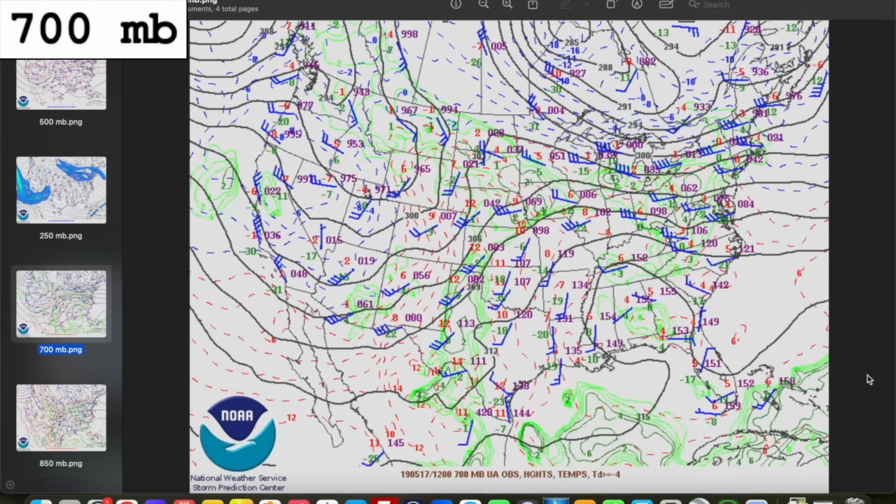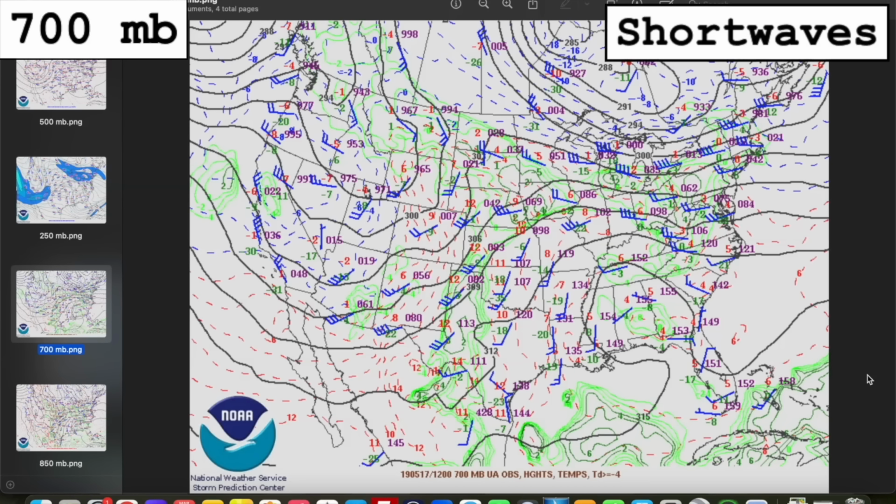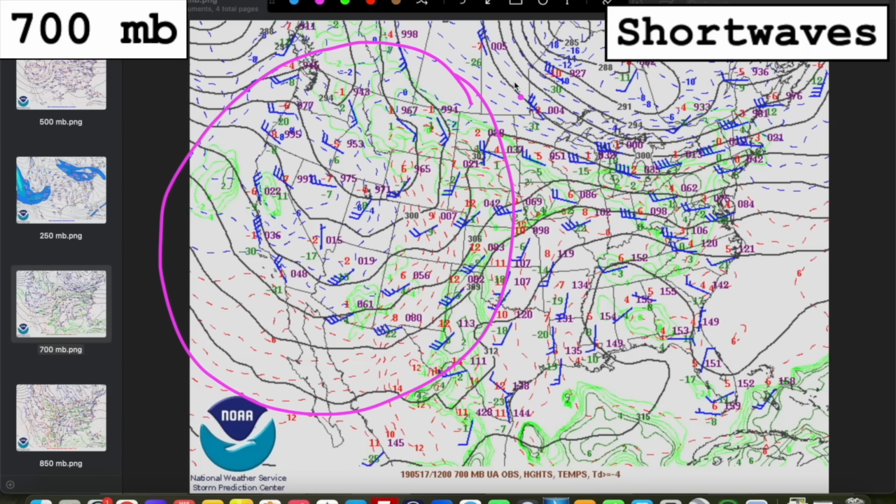Down at 700 millibars, we want to be looking for things called shortwaves. Shortwaves are basically just small-scale troughs that rotate through the main larger trough. So for example, here is our main larger trough centered over the western half of the US, but notice all these little ripples in the flow that are rotating through the trough. I'll pinpoint them out here for you.